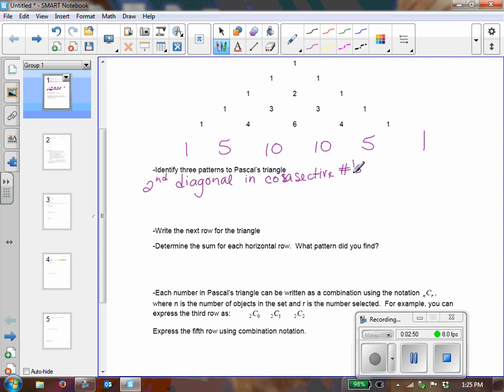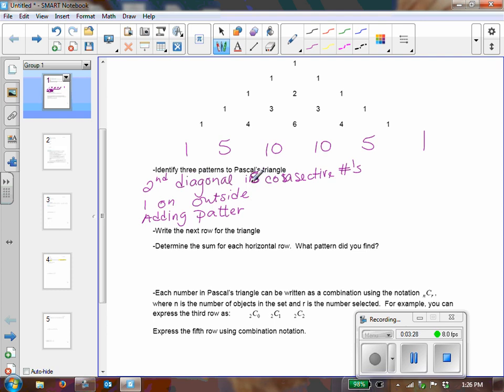There was a question on the second provincial exam about Pascal's triangle specifically. Consecutive numbers, 1 on both sides. And I'm just going to call it the adding pattern. Are you guys okay with that? So the second diagonal is our consecutive numbers.